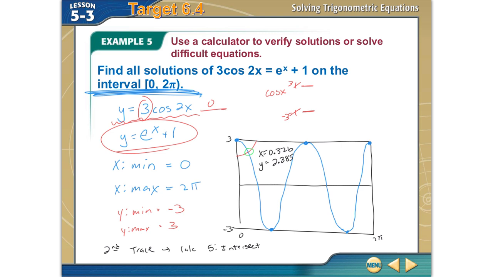Now, in this equation, the only variable we have is the x variable. So we're solving for the x, so we're going to list the x value, not the y. And over the interval from 0 to 2 pi, we just have the one answer. So the only answer to this equation is x equals 0.326. And there, that's that one.